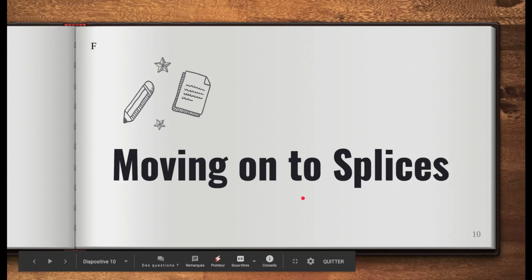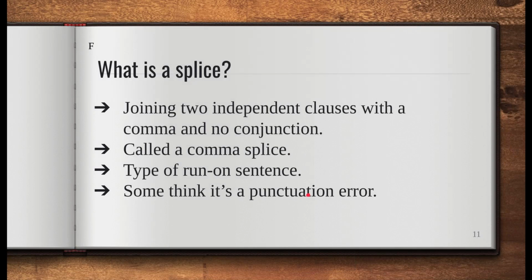Moving on to splices. You may be asking, what is a splice? A splice is joining two independent clauses with a comma and no conjunction. It's called a comma splice. It's a type of run-on sentence. Some think it's a punctuation error.